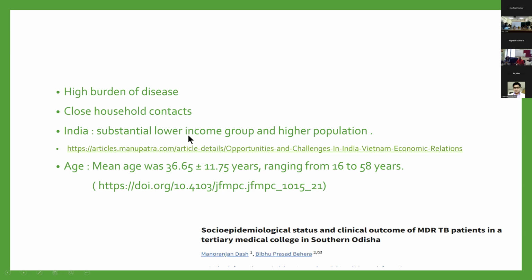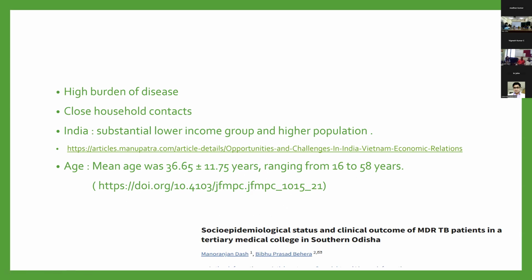And if you look at the economic status, we have a substantial group with low income. They are an upper middle class country as a whole, but we have a lot of people with low income. And in this study, is it applicable to us? They have taken 40 as a mean age. So this is a study done in South Orissa, in which the mean age of people with MDR was 36, ranging from 16 to 58. So most likely, whatever modeling they have done in the study with 20 years will be quite similar to our setting.